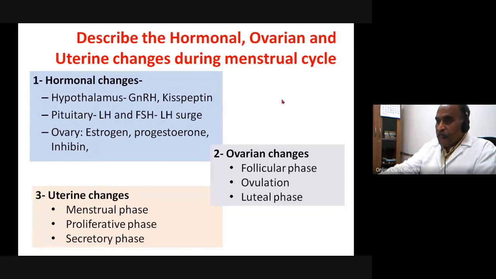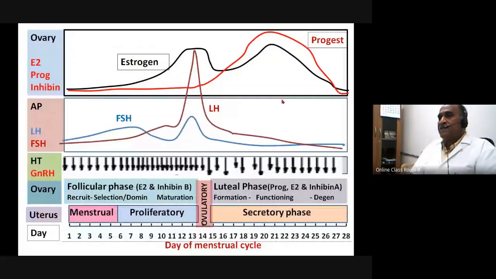Then I move on. I made this graph. This is putting all things together in one graph. Here in the bottom, I have the days of the menstrual cycle, 1 to 28 days, presuming that the menstrual cycle is of a 28-day duration.